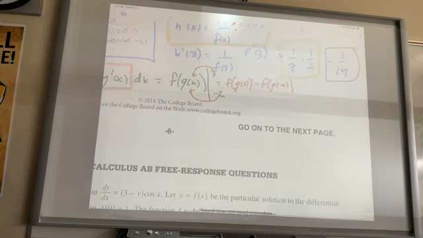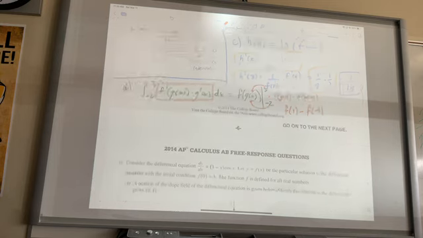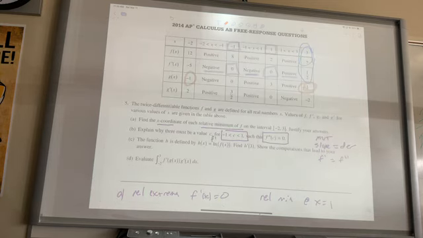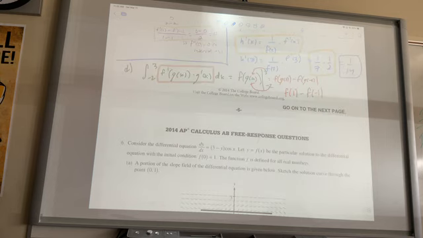Negative 1. Yes! So then it's going to be F of 1, F of negative 1 off my chart. F of 1 is 2, and F of negative 1 is 8. So it's 2 minus 8, so it's negative 6. On that one, you got 2 points for the fundamental theorem of calculus, so basically that, and a point for the answer.